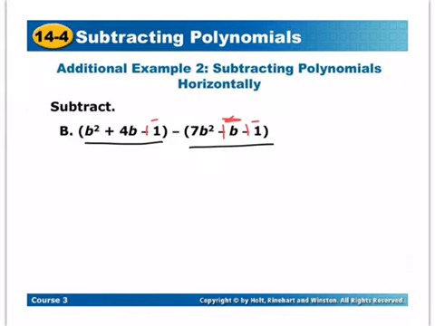Okay, so now we're going to look in the center. It's a negative, so I'm going to change it to a plus. The 7b squared turns negative. The negative b turns positive, and the negative 1 also turns positive.